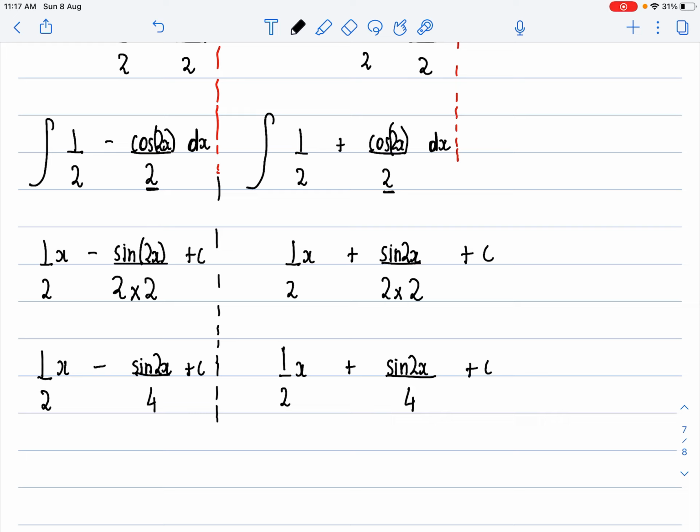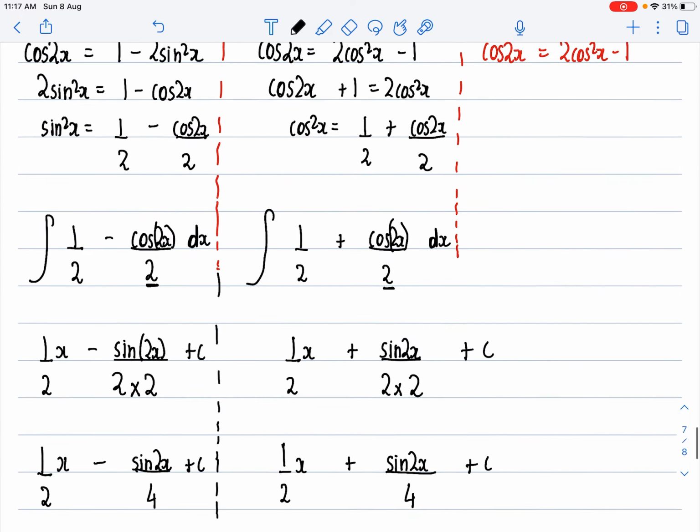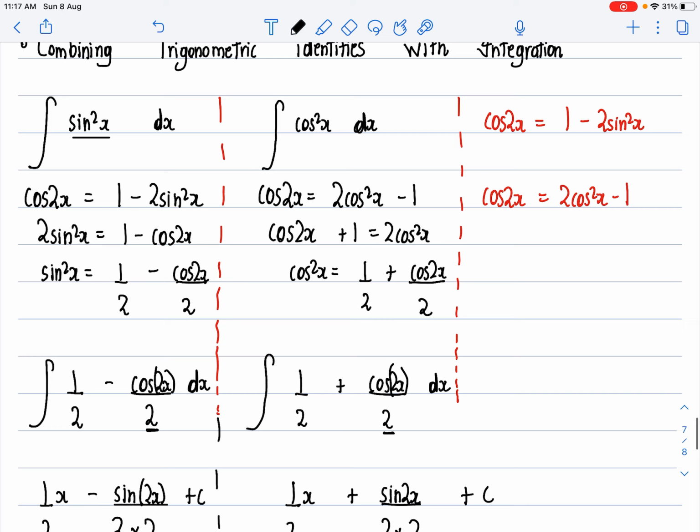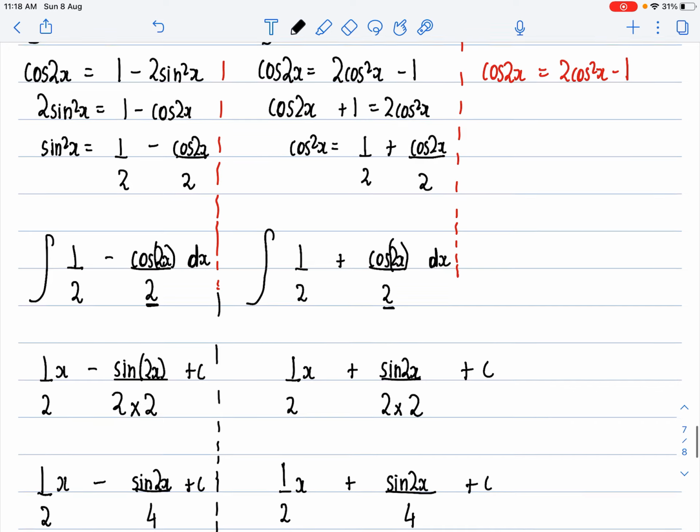Okay, so basically the main motive of this concept was that you need to know that sine square x and cos square x cannot be just integrated directly. You need to use the cos double angle formula, which is really important for both of these to get your final answer. Correct?